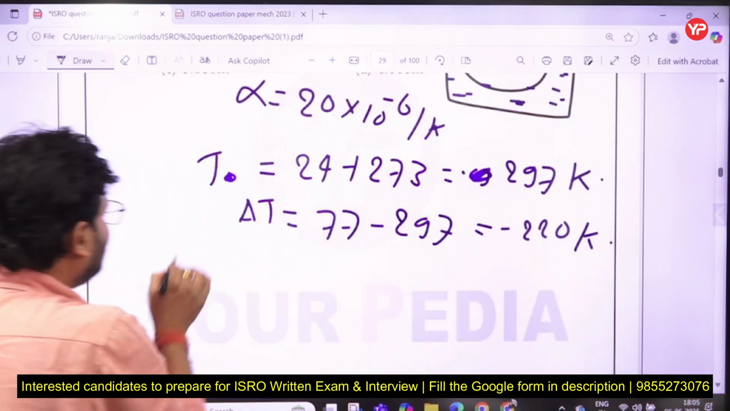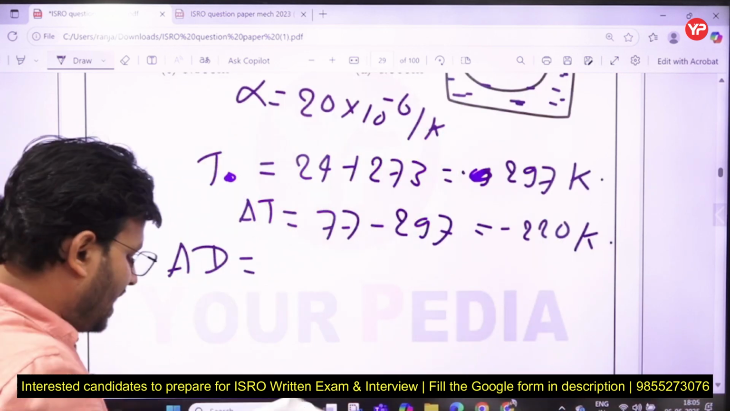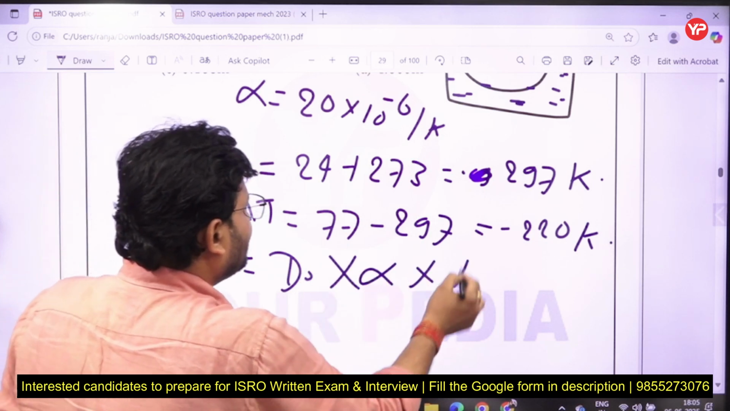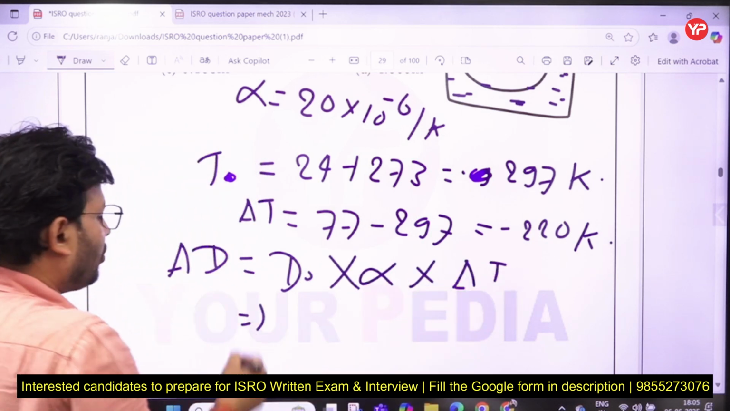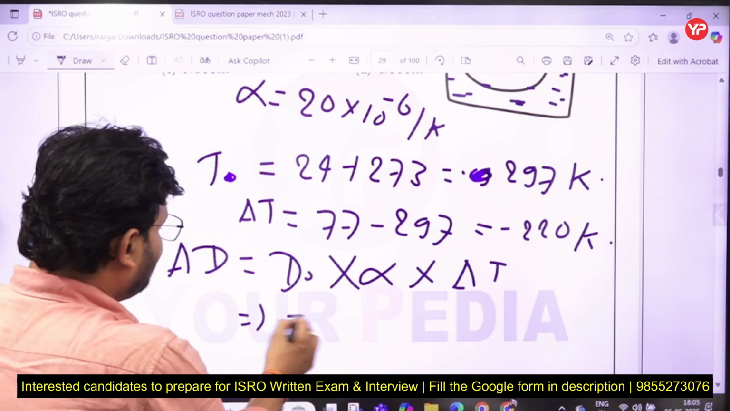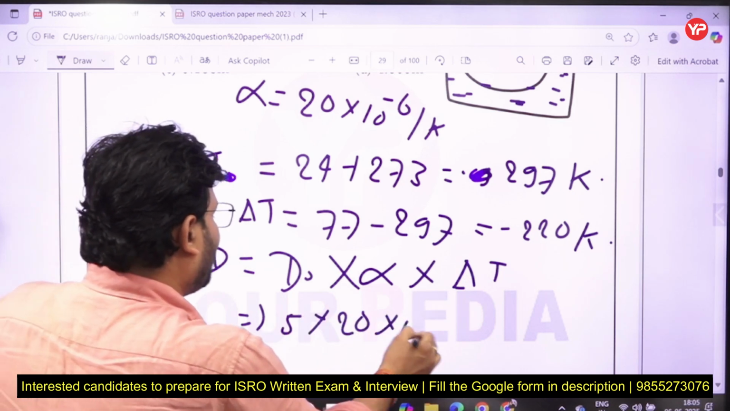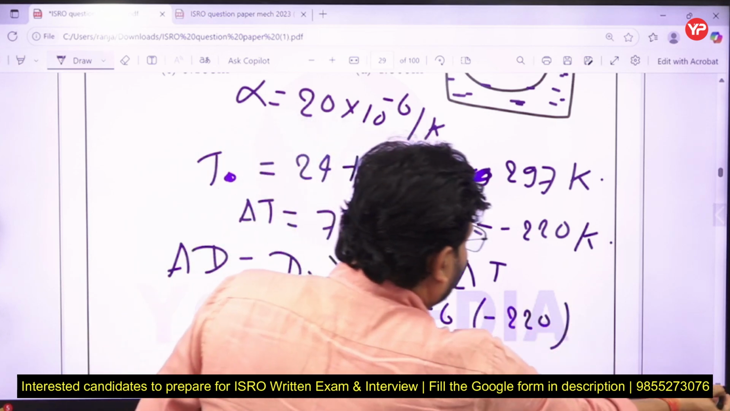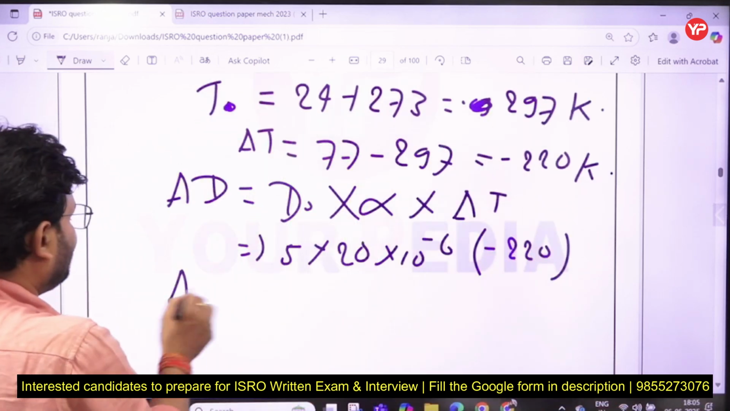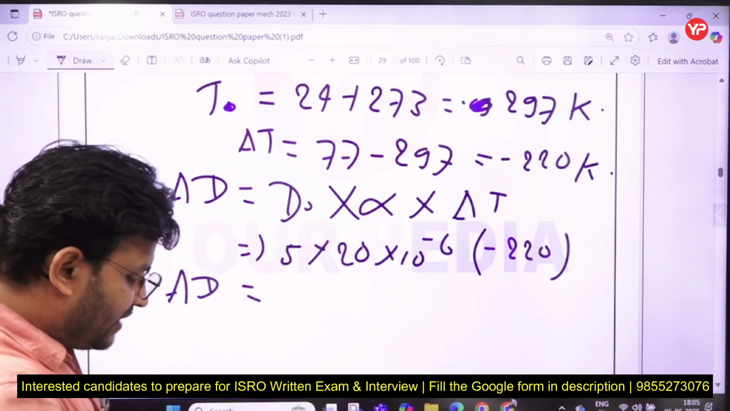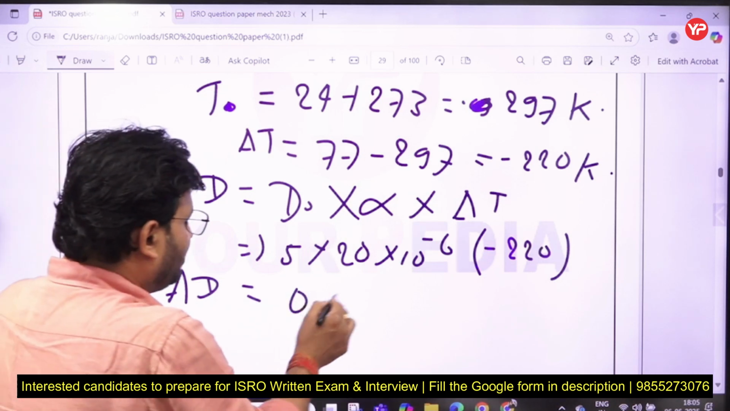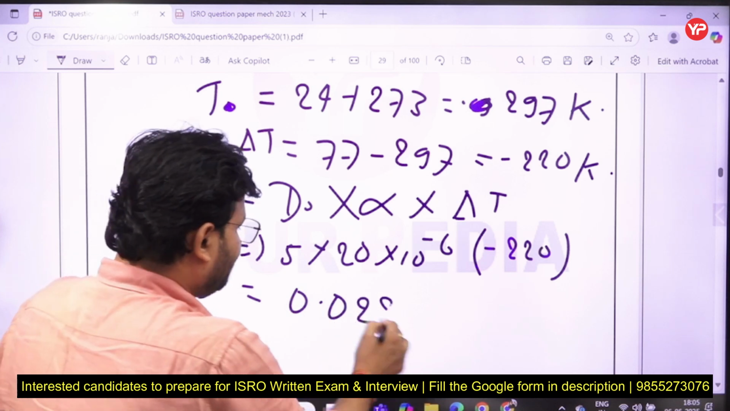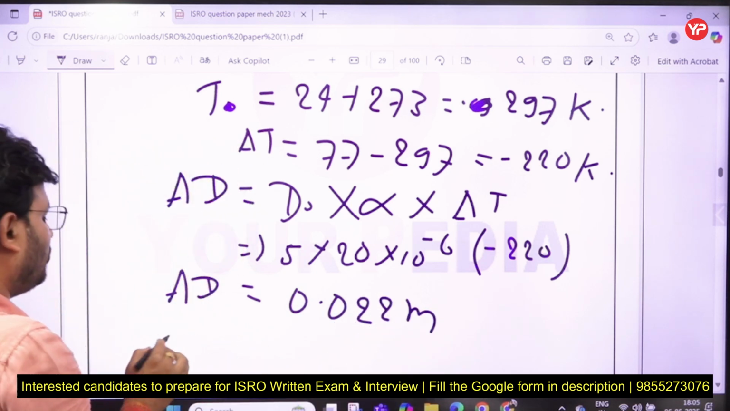Why have I used that? Because I know the change in diameter is given by D naught into alpha into change in temperature. D naught is 5, and in the question it is given 20 into 10 to the power minus 6, into minus 220. It is going to contract, not expand, because the temperature decreases. By solving that, the change in diameter comes out to be 0.02 meter.